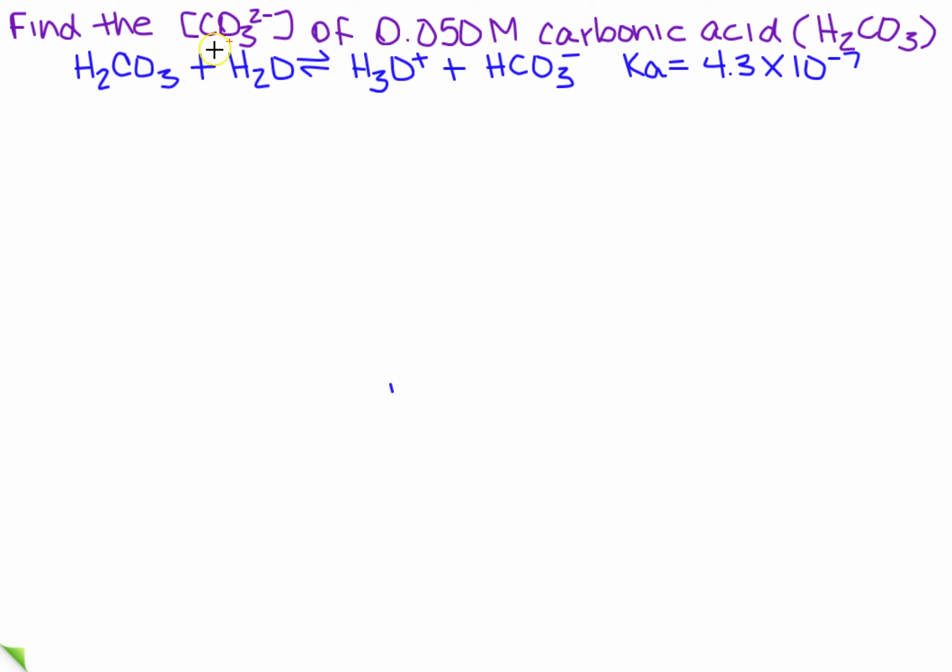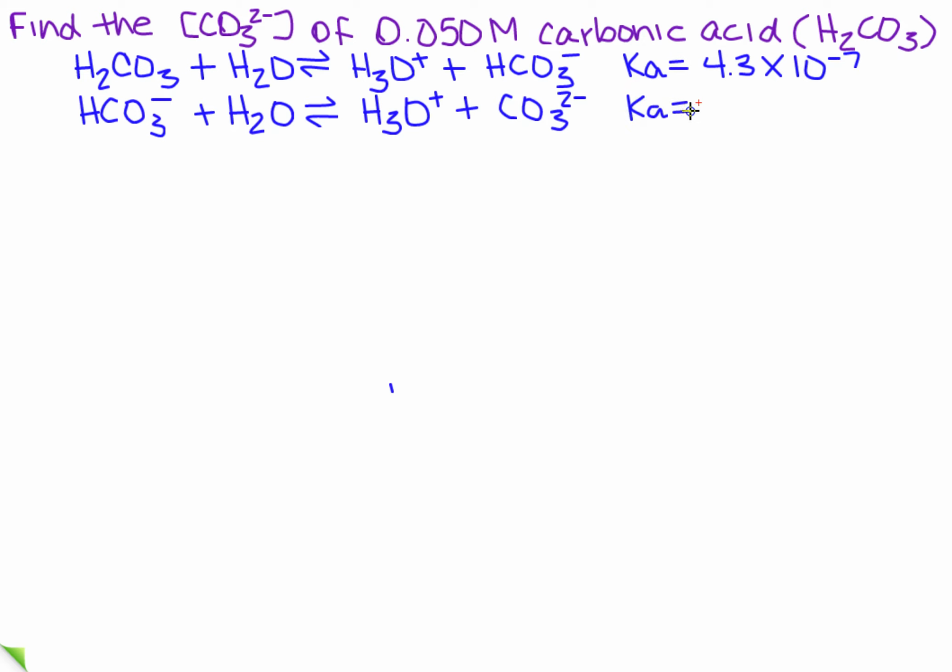Well, this is great, but I'm looking for just the anion, and I don't see that anywhere in this equation. So let's take what we ended up with, which is the HCO3 minus, and now I'm going to put that in a new solution with water. And again, I'm going to get a hydronium ion. And this time I'm just going to get CO3 2 minus, and this equation now has a new Ka value, which is 5.6 times 10 to the minus 11.